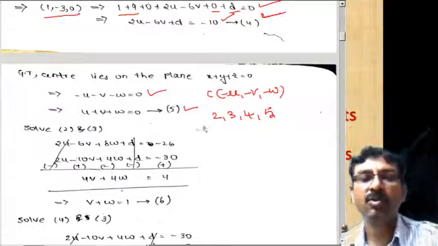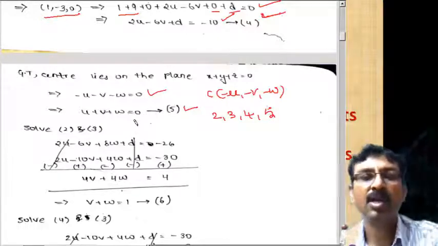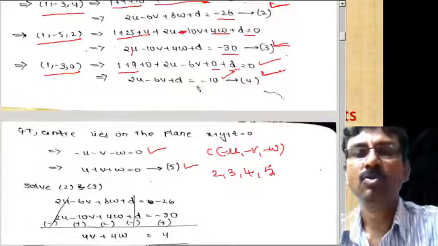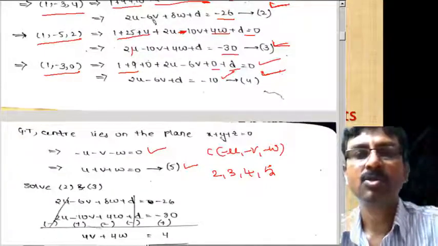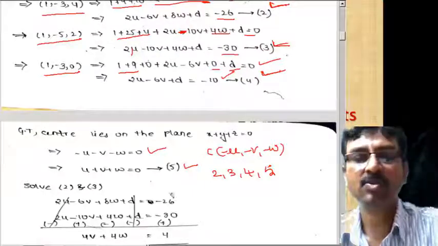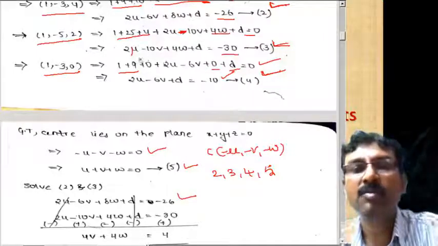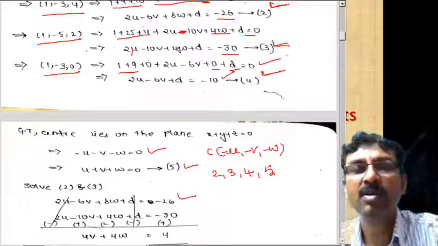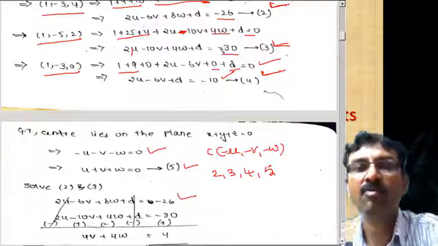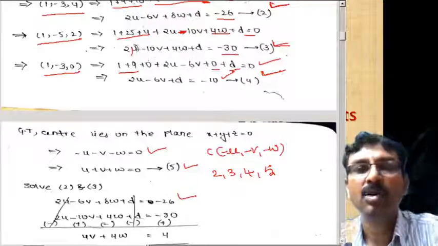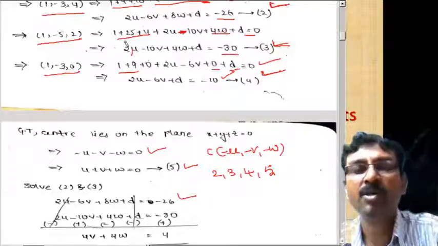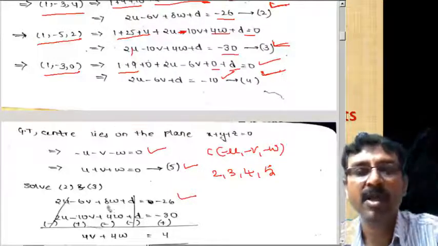So taking two equations and eliminating d. First taking the second and third equation. So go to the second equation. Here it is 2u minus 6v plus 8w plus d equal to minus 26. I have taken it here, and go to the third equation, 2u minus 10v plus 4w plus d equal to minus 30. Here 2u, here 2u. So the terms are the same. If we subtract, these terms will be cancelled.